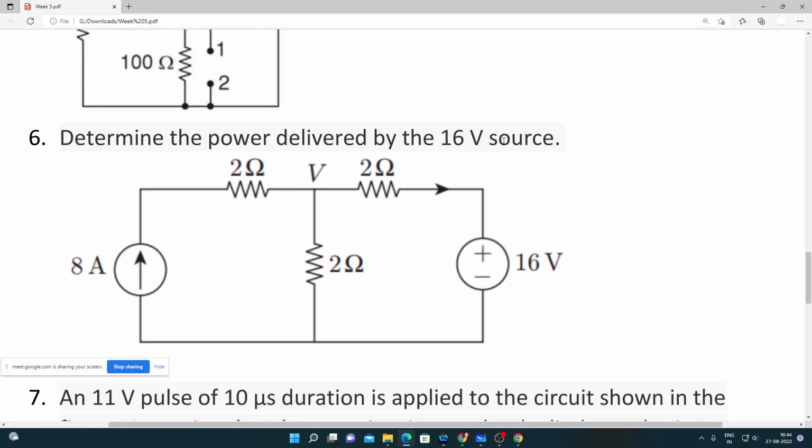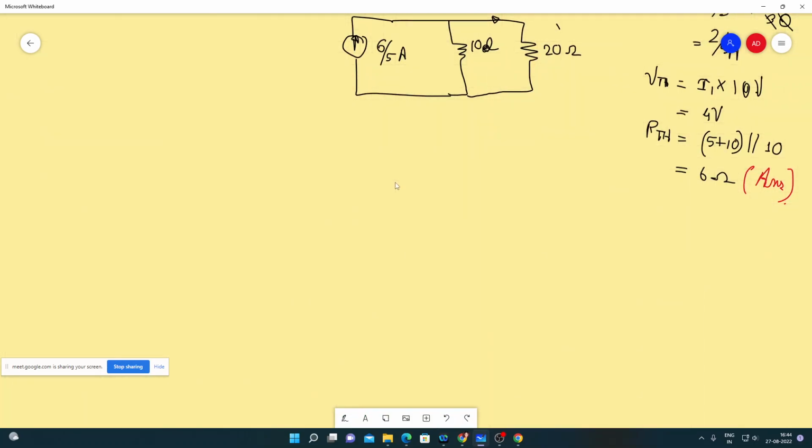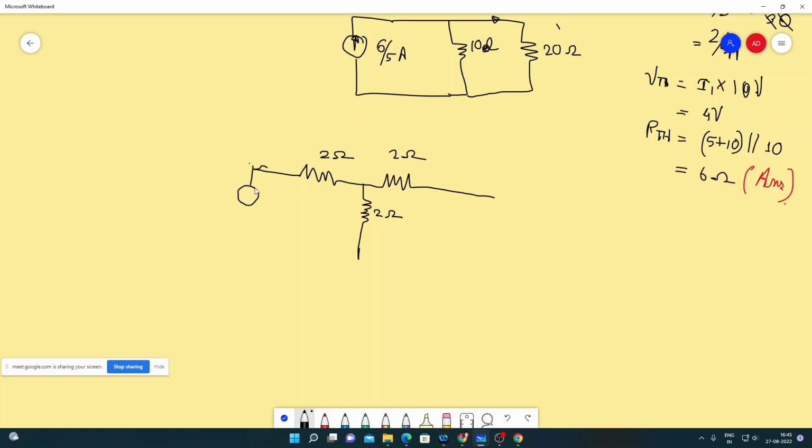So determine the power delivered by the 16 volt source. So here we have both independent sources, a 16 volt independent voltage source and an 8 ampere independent current source. Two ohms, 2 ohms. Here we have a current source. The direction is upward, 8 ampere. Here we have a voltage source of 16 volts.